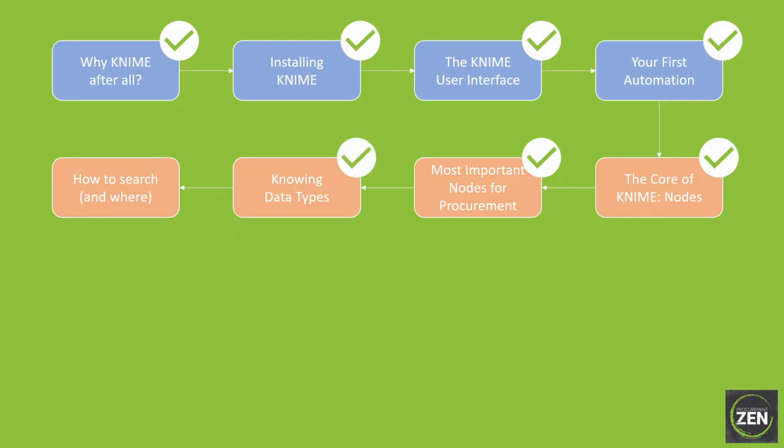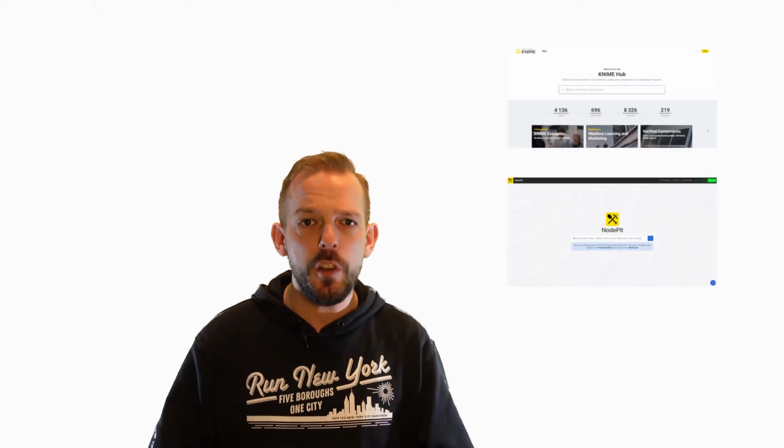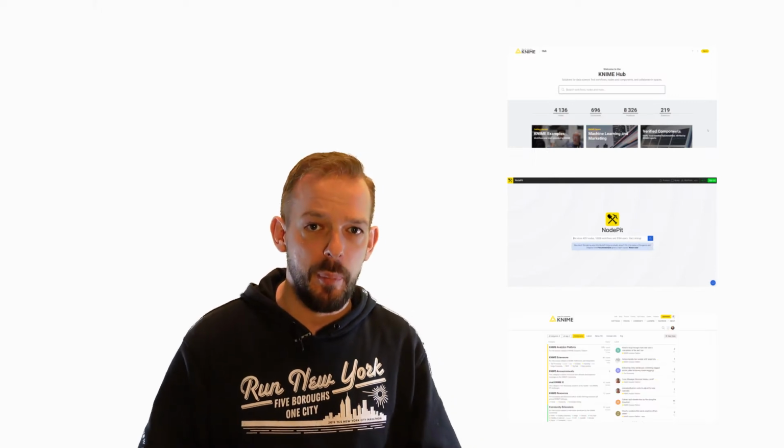Then we covered why we need different data types like numbers, text, or strings as Knime calls them, and dates. In the final chapter, we discovered together some great resources that help us in our Knime journey. The Knime Hub, NodePit, and the forums, for example.